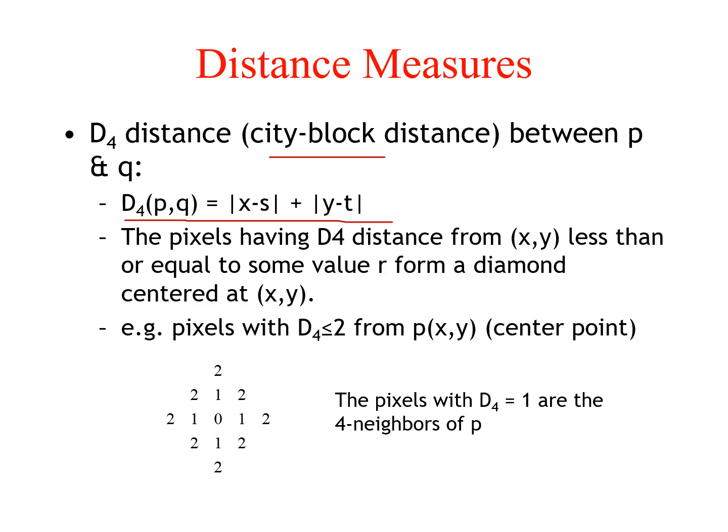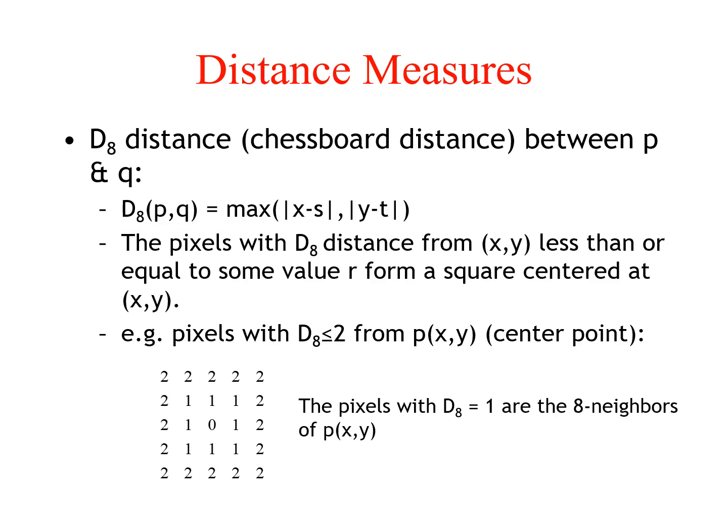Next is D8 distance, known as chessboard distance between P and Q, and it is given by this formula. You have to take the mod and then whichever is maximum. If you apply the definition of circle here, you will get a square.